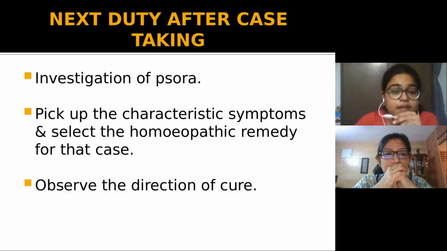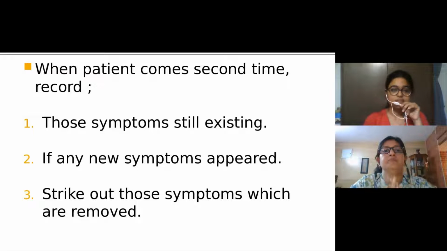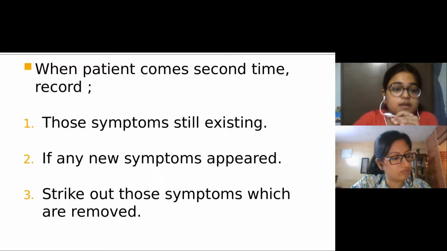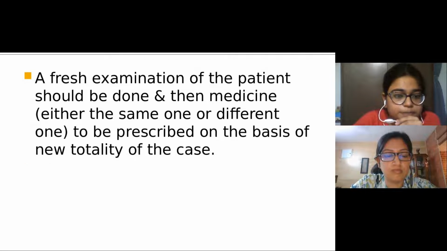Then observe the direction of cure. कहाँ जा रहा है? That is the Hering's law of direction of cure. So then when patient comes second time, हमें क्या कौन सी चीजें रिकॉर्ड करना है. First thing, record those symptoms which are still existing, or if any new symptoms appeared, अगर कुछ नया symptoms appear हुआ है, and strike out those symptoms which are removed. जो already remove हो गया, we have to remove those symptoms, and then we'll consider about which symptoms are remaining and if any new symptoms are appeared or not.